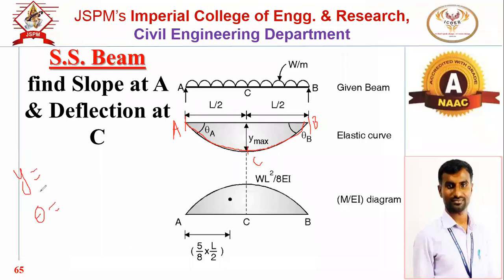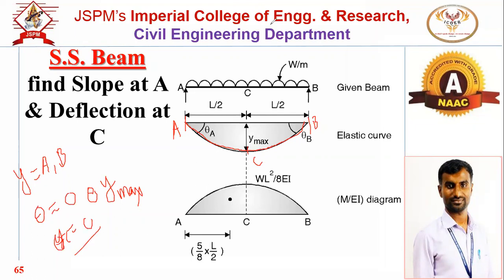So where will deflection be 0? At A, C, and B? Yes, Suraj? A and B. Yes, deflection will be 0 at support A and support B. Correct. At a simple support, roller support, deflection will be 0, whereas slope will be 0 where deflection is maximum. Means at point C, theta will be 0, or theta C will be 0.